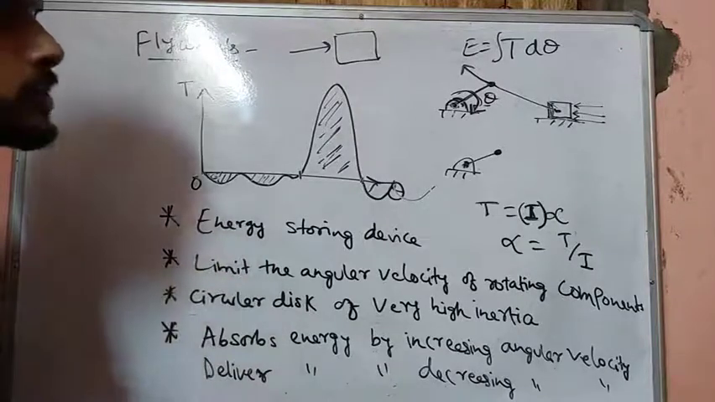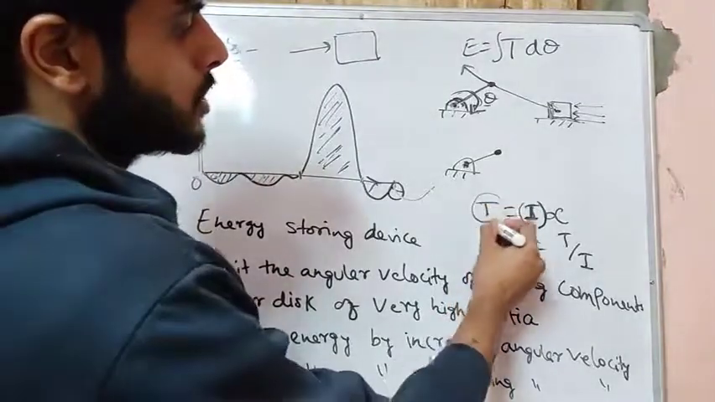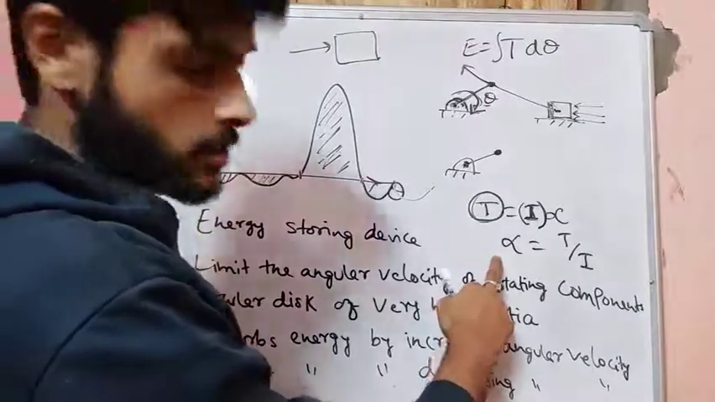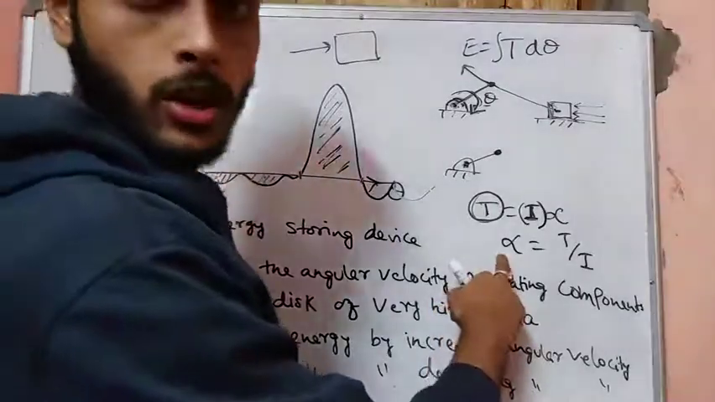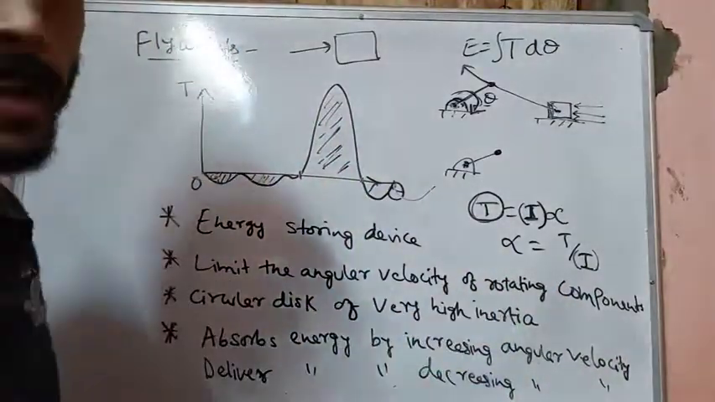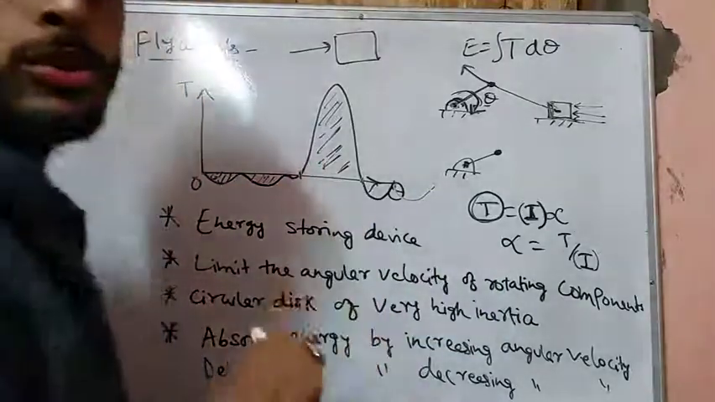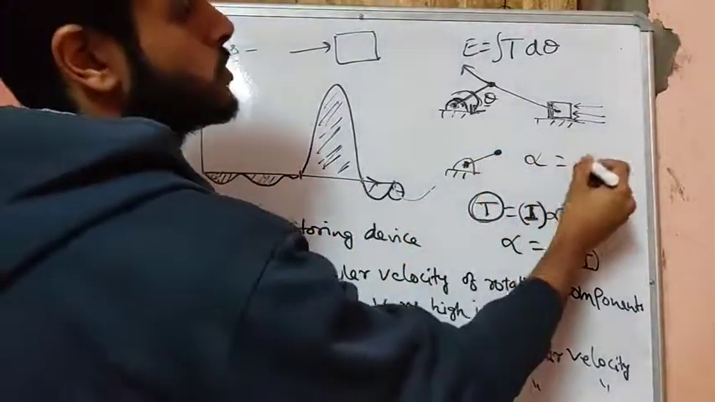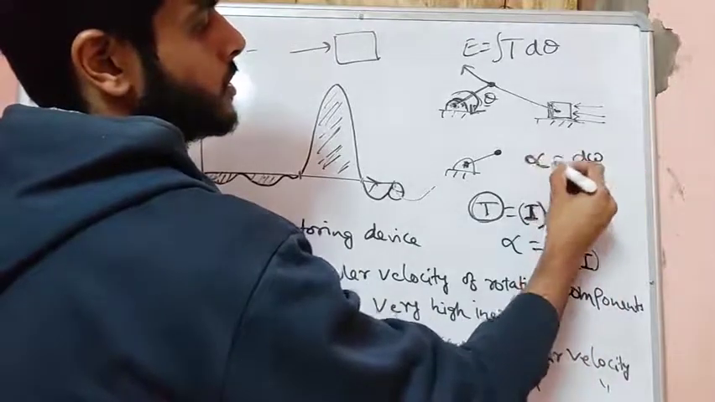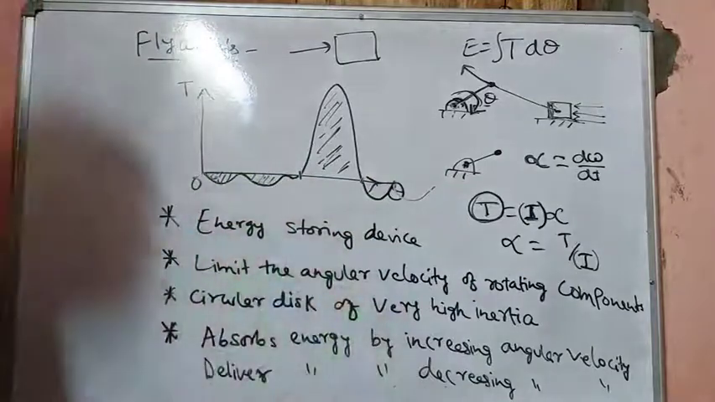So what we can see is that if a high amount of torque is supplied, the angular acceleration will be very high, but we can limit the angular acceleration to a low level by increasing the inertia of the system. If the inertia of the system is very high, the angular acceleration will be low. If the angular acceleration is low, then we know that alpha equals d omega by dt. If alpha is very low, from this we can find out the angular velocity before and after.